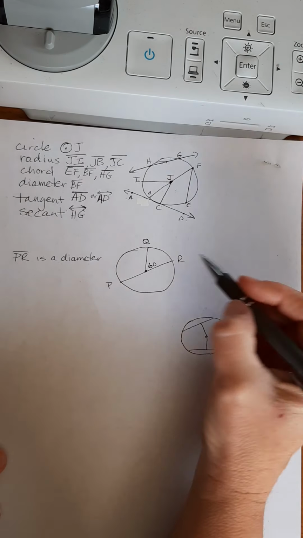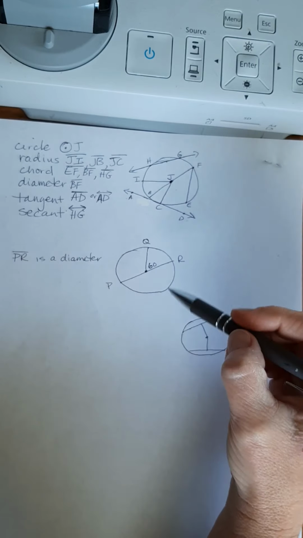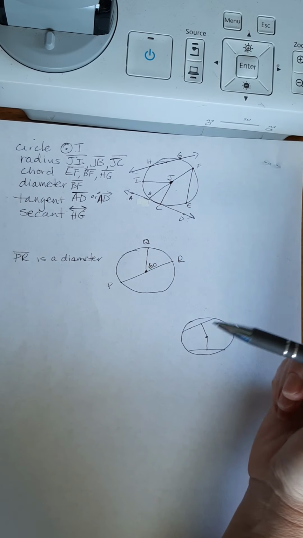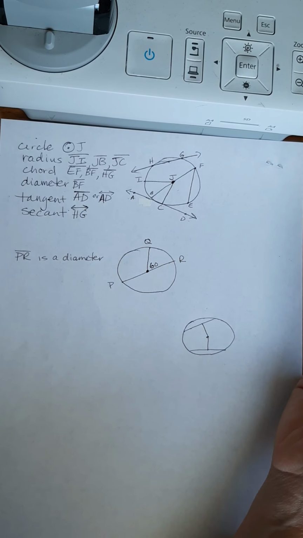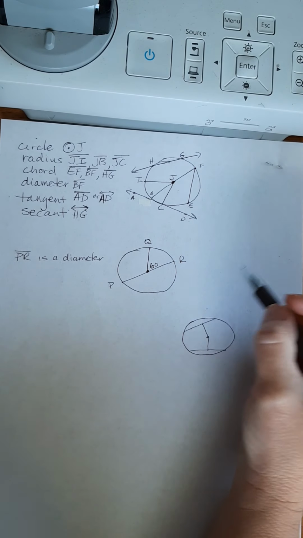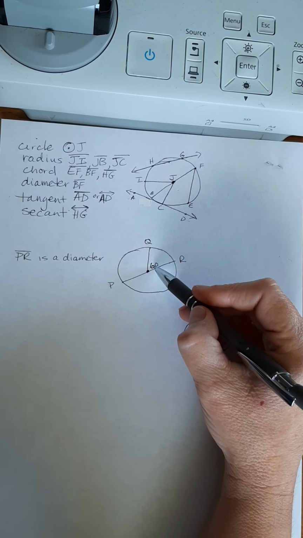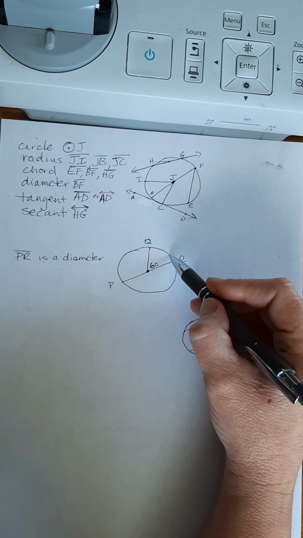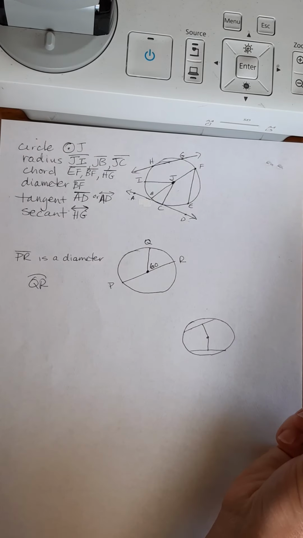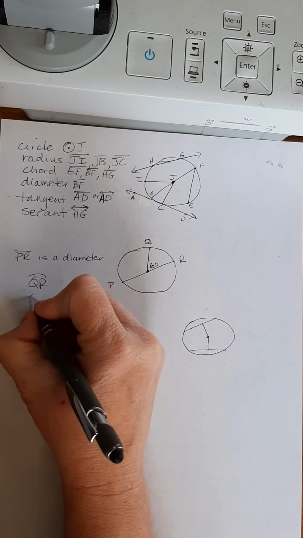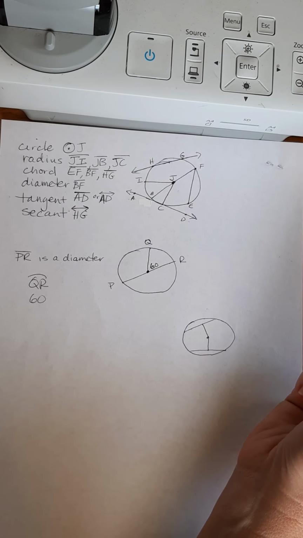But anyway, so then we did central angles. Now, a central angle is one that includes the center of the circle. Play on words there. And the central angle is equal to the arc out here. So if I wanted to find QR, it would just be 60.